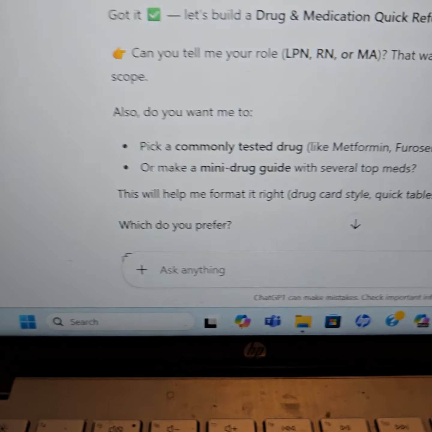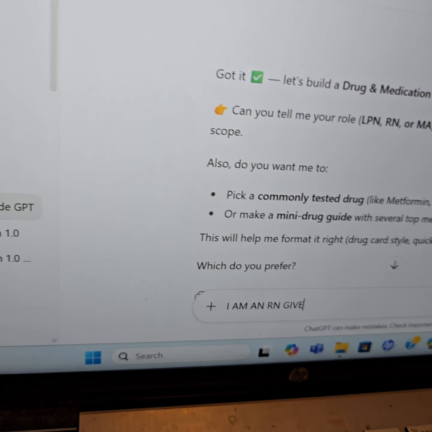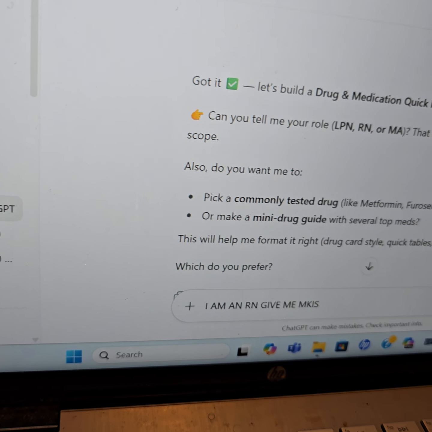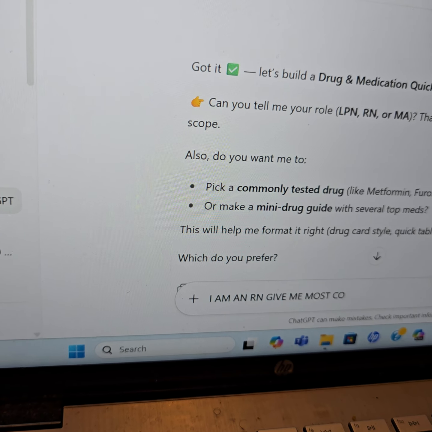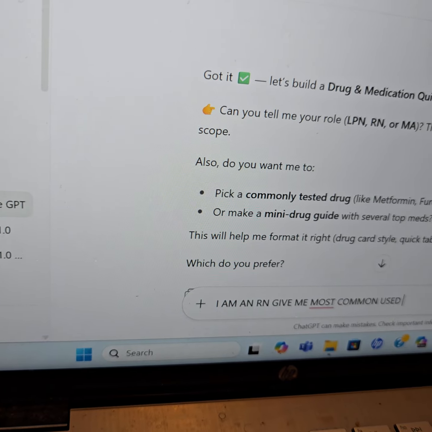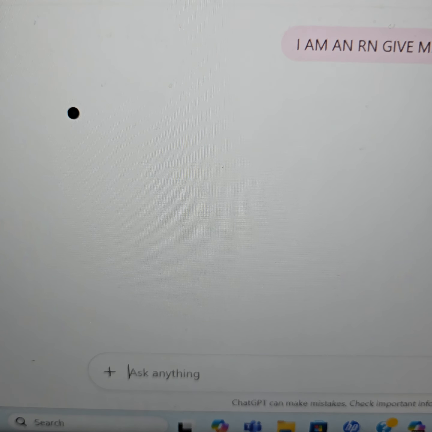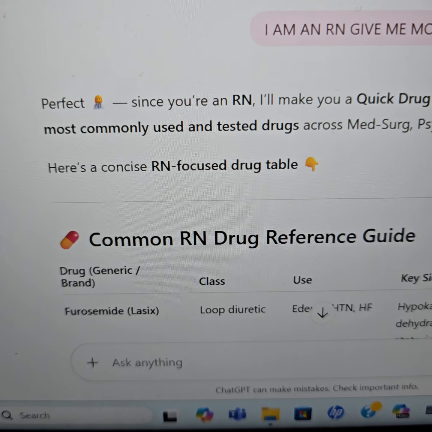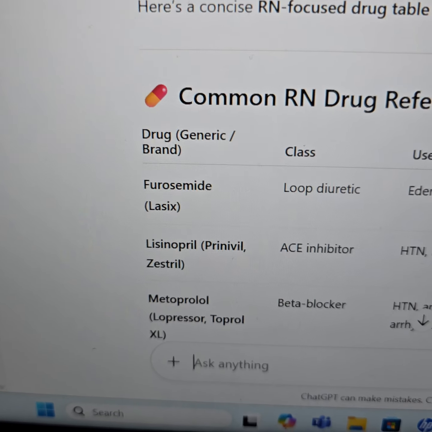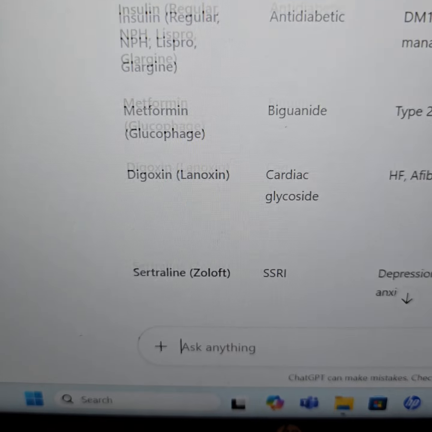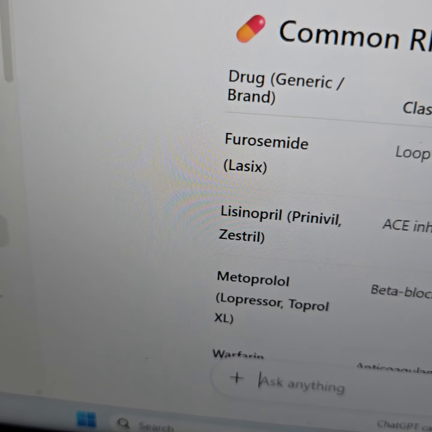So if you say, I am an RN, give me most common, right, used drugs. Then it's going to tailor it to you, and it's going to give you the commonly used drugs. And it's going to do the same thing that the generator was doing, right? But the only difference is you're going to get more drugs. So as you can see, these are the most common uses.